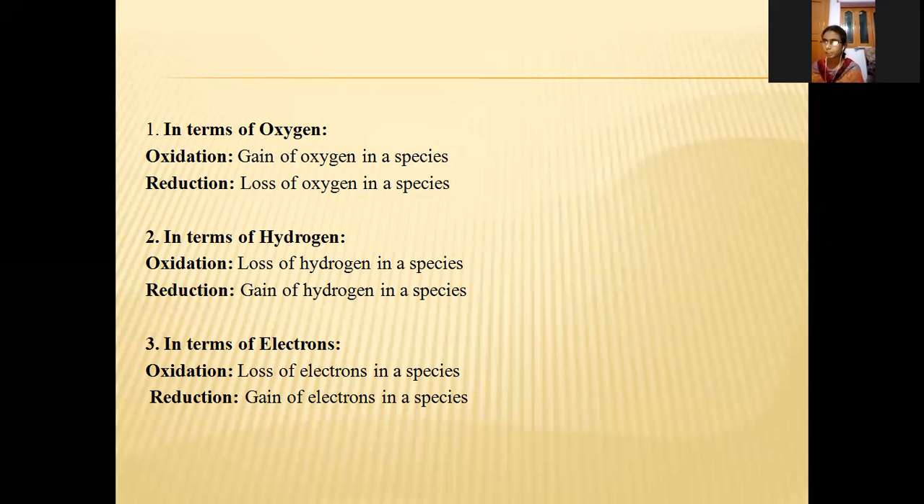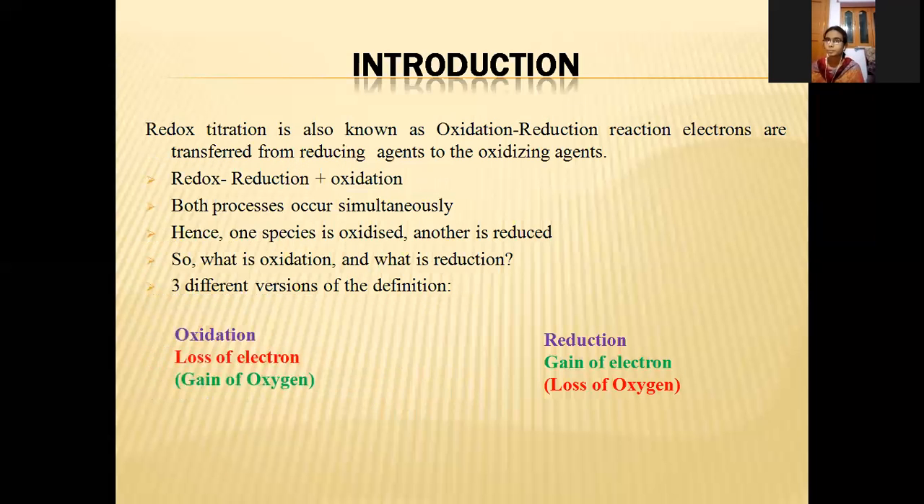See carefully. Redox titration is also known as the oxidation reduction reaction. The redox titration involves two reactions, one is reduction and the other is oxidation. Both reactions occur in the redox titration. So what are the two reactions? Reduction and oxidation. They occur simultaneously.